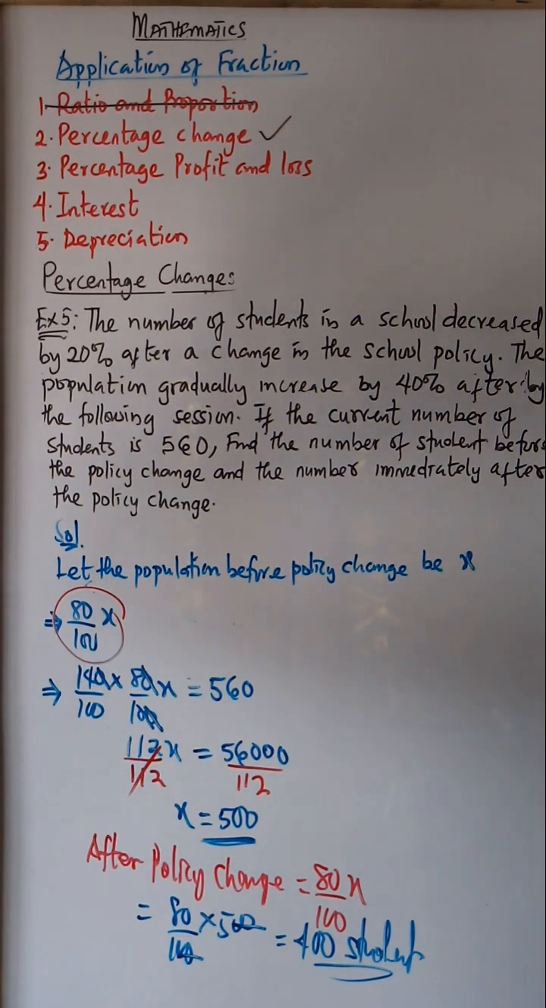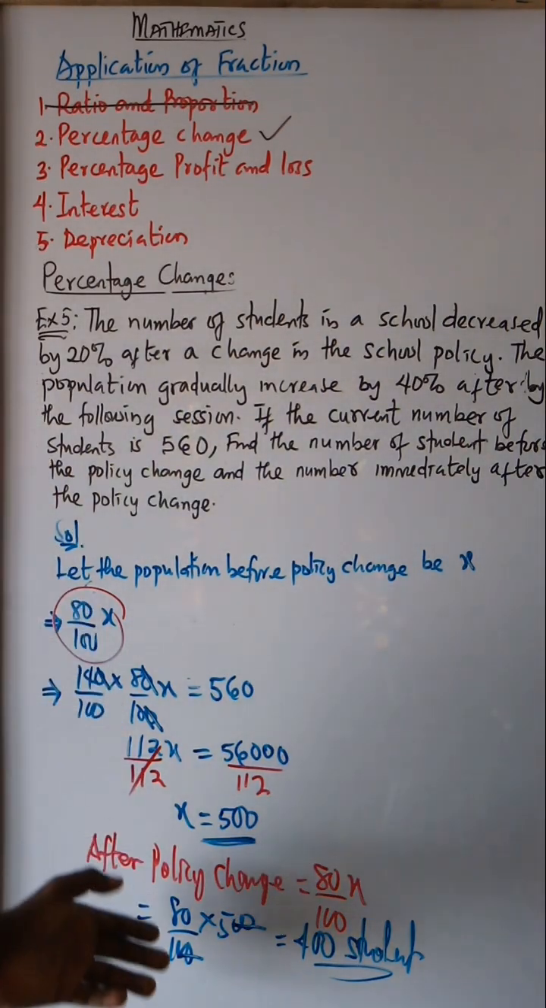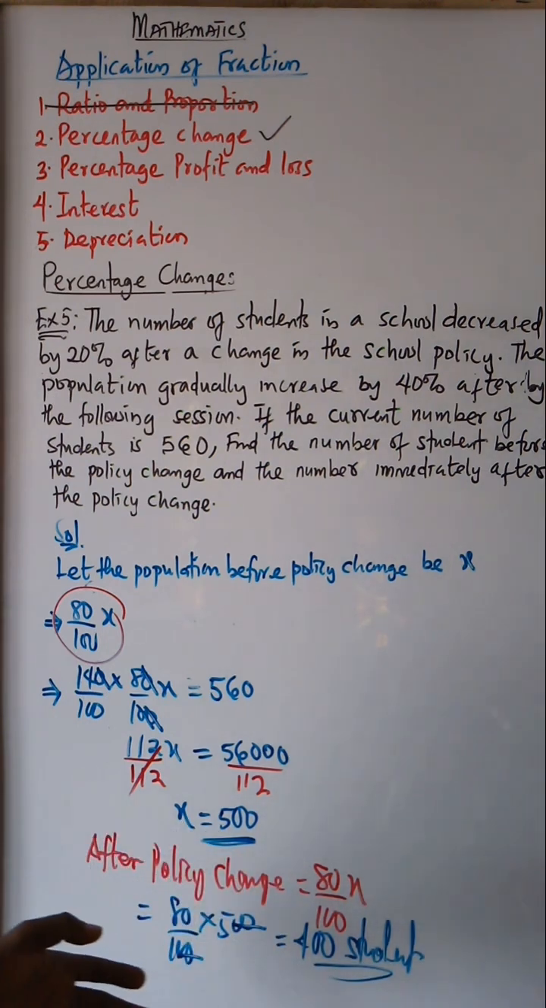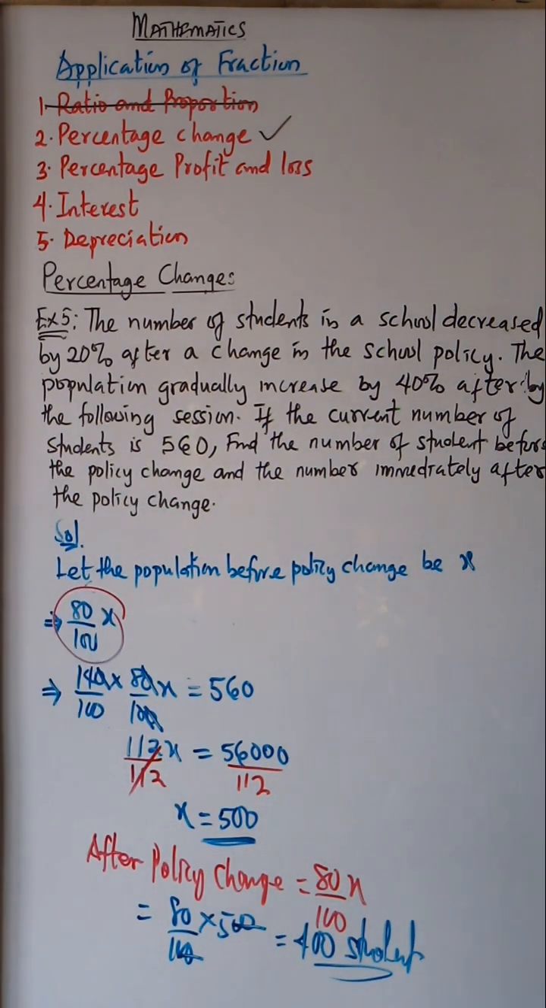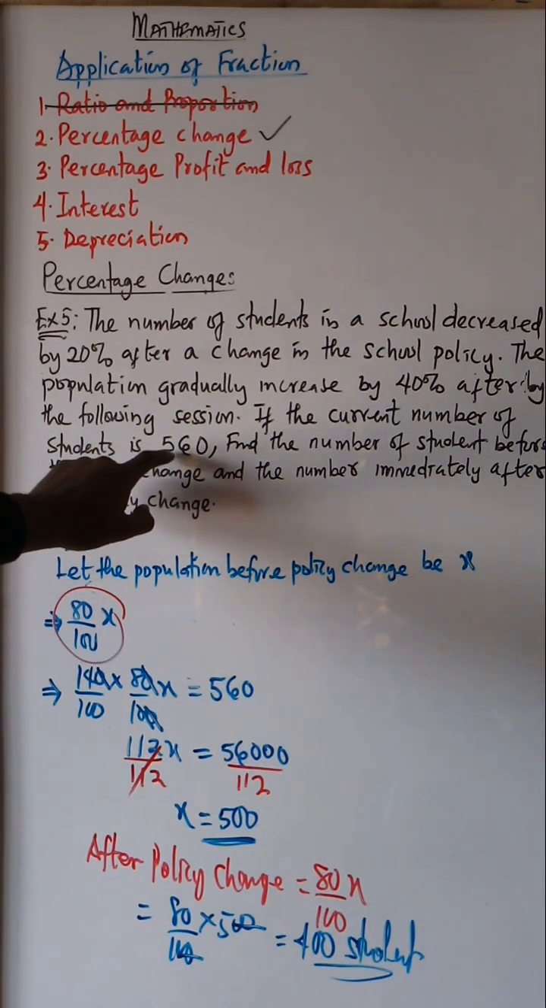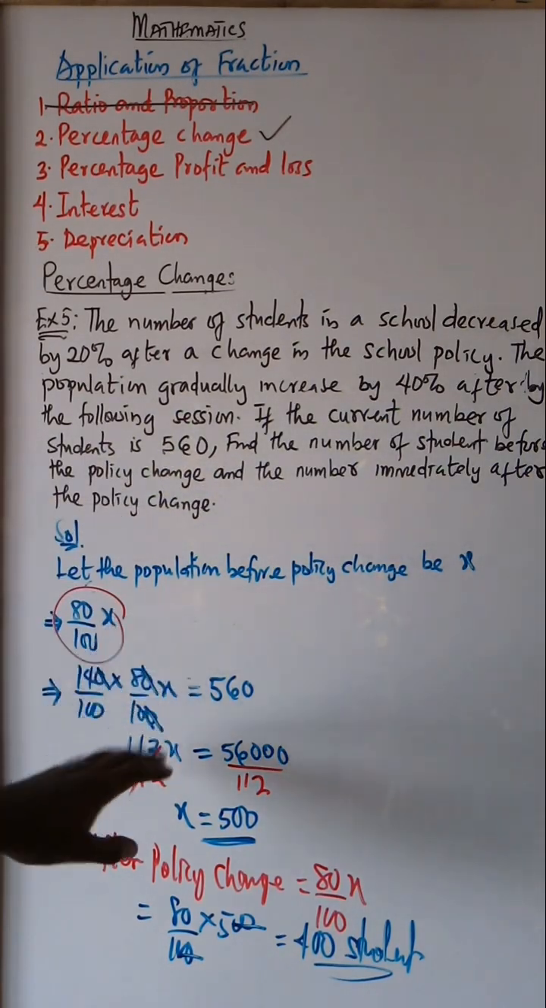When some decisions are made, initially it looks negative. There will be a drop. But with time, we can see the positive side. Then there will be an increment. So there is an increment to 560. And if this policy change is positive, the population will keep growing.